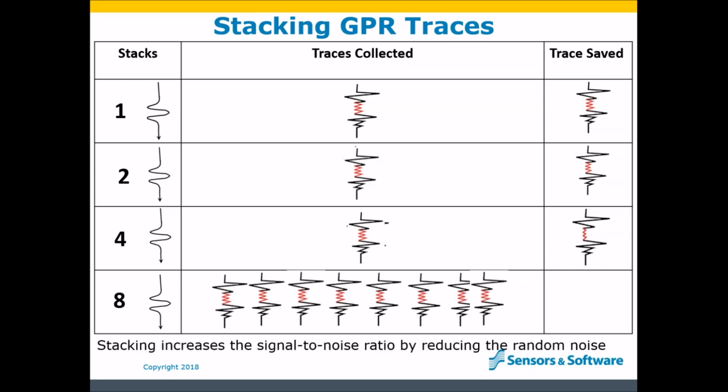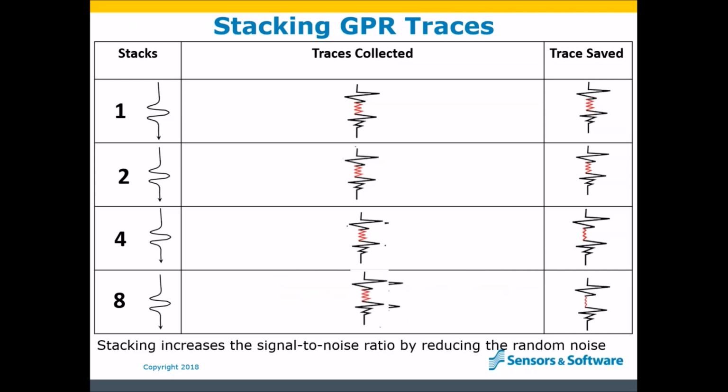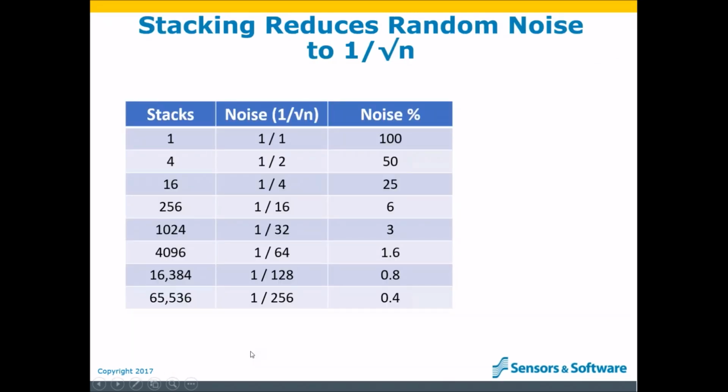In this animation, the background RF noise is shown in red. Notice that as you stack the trace more times, the amplitude of the RF noise decreases. There's a mathematical relationship that some of you will know about how the amplitude of random noise decreases with stacking. As you stack, the noise decreases to 1 over the square root of the number of stacks. For example, if you stack 4 times, you get 1 over root 4, which is 2. So the noise decreases to half, or 50% of what it is with no stacking.